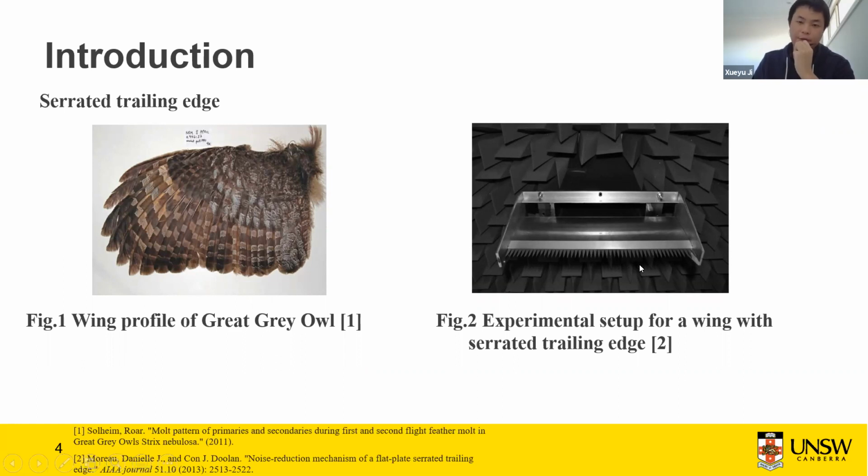And in the last few decades, there have been many studies focused on the influence of the serrated trailing edge on the aeroacoustics of the fixed wing. They proved that the serrated trailing edge can effectively suppress the noise. However, such a configuration has never been used for the flapping wing. And this is a research gap.